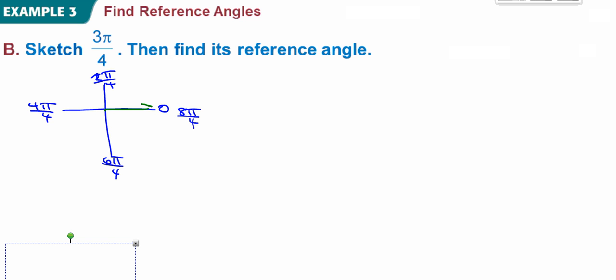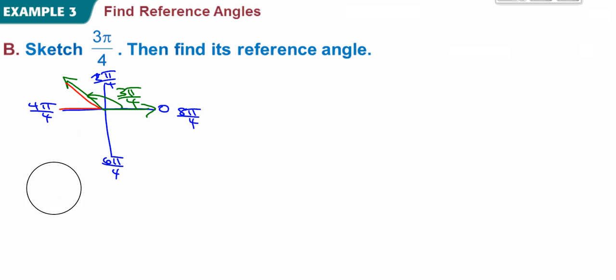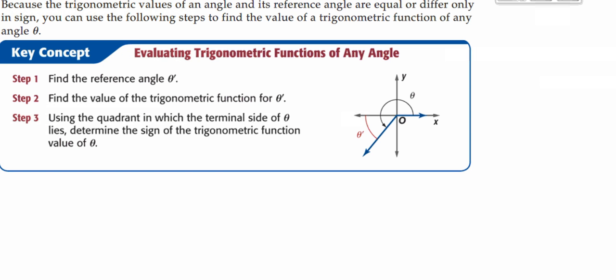Where's the initial side? Positive x-axis. Where's the terminal side? Quadrant 1, 2, 3, 4. Okay, 3 pi over 4. Reference angle. Do you know what it is? Pi over 4. Because look, 3 pi over 4, 4 pi over 4. It's right there. The reference angle is pi over 4. Not too bad, though, really, is it?